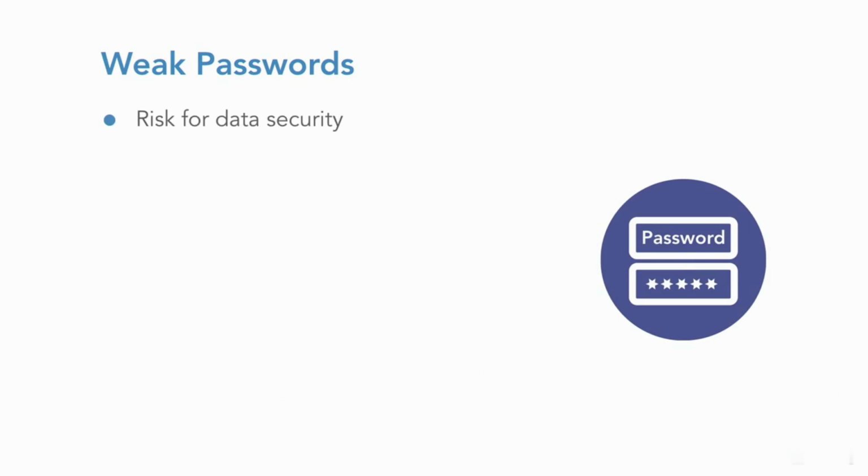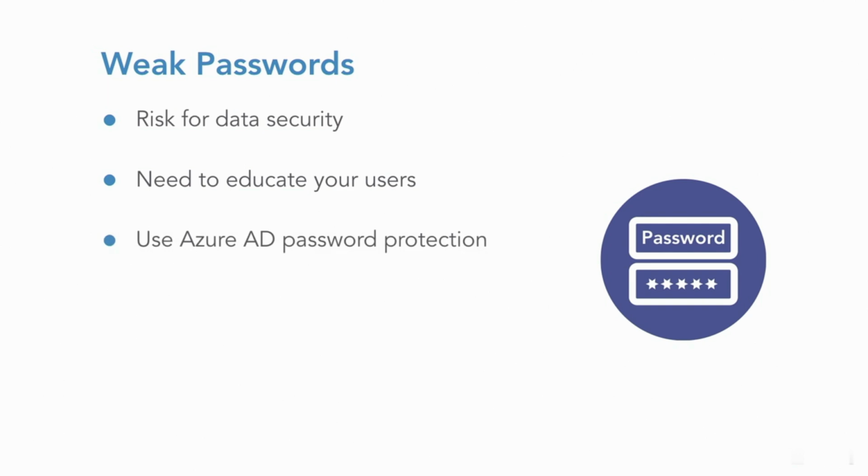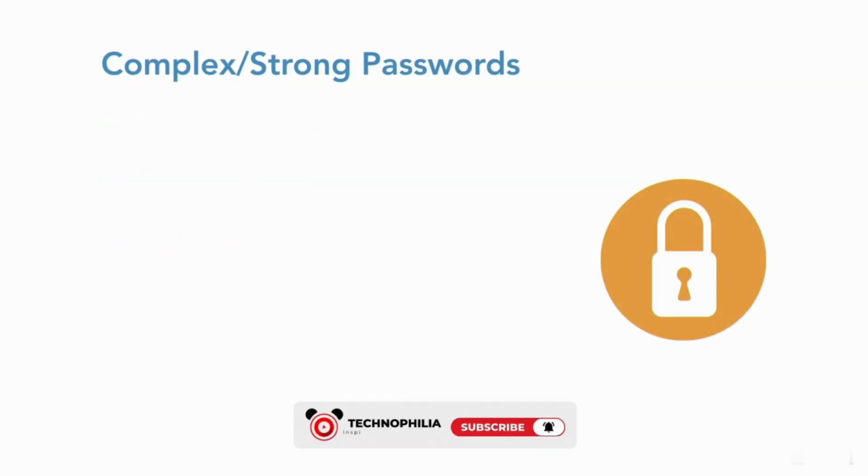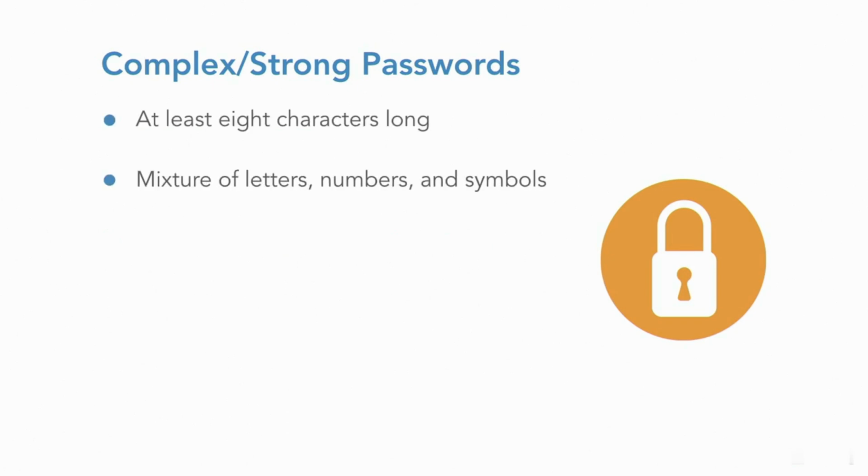You need to continually educate your users that such weak passwords cannot be used. However, if there's a chance that security could be breached, it's often better to use password protection features within Azure Active Directory, which allow you to enforce the use of complex or strong passwords. A complex or strong password should be at least 8 characters long and contain a combination of letters, both upper and lowercase, numbers, and symbols.